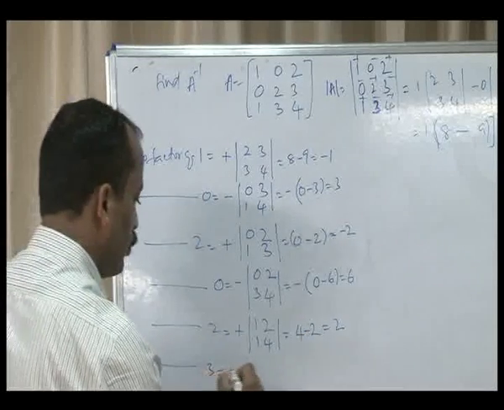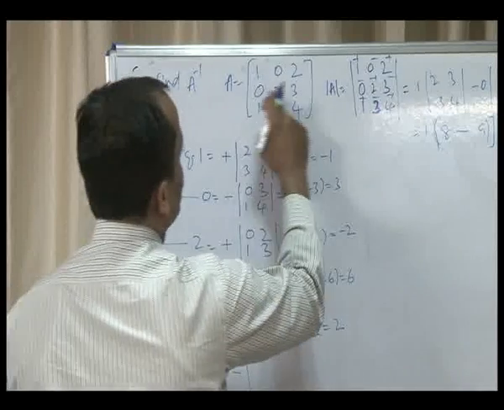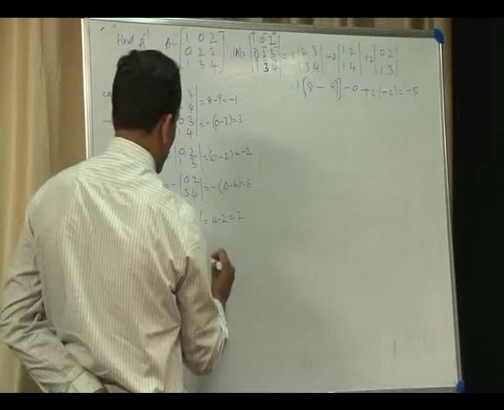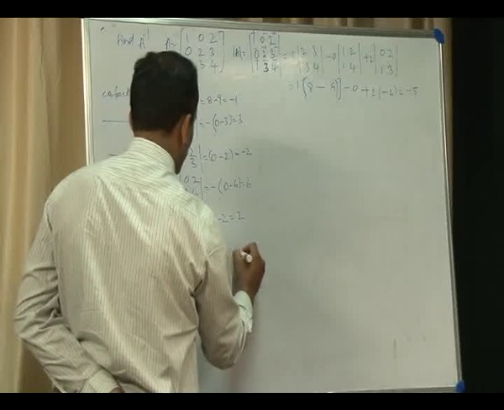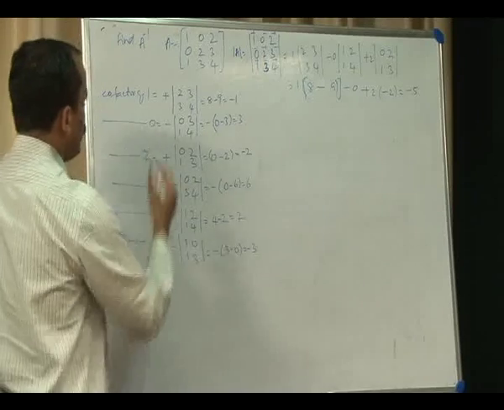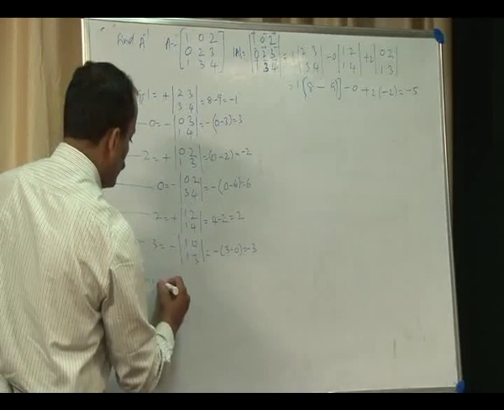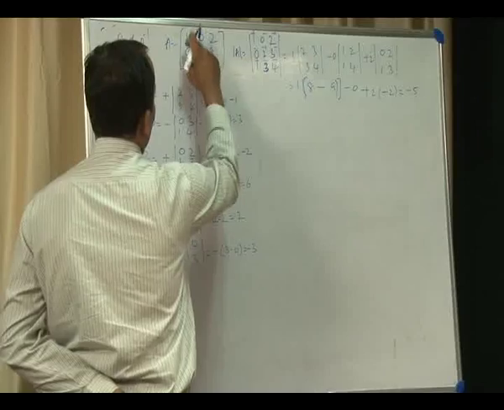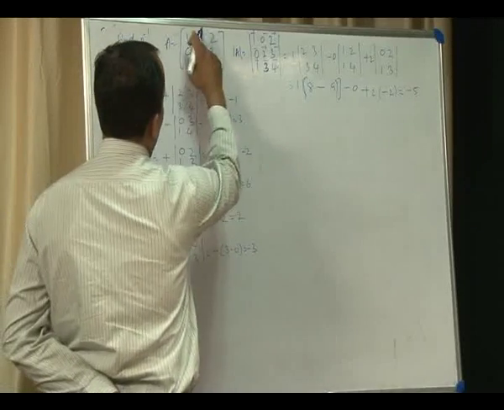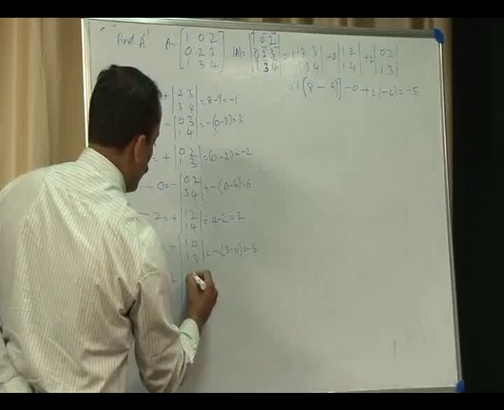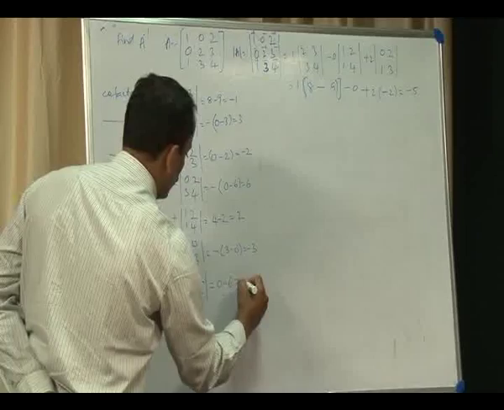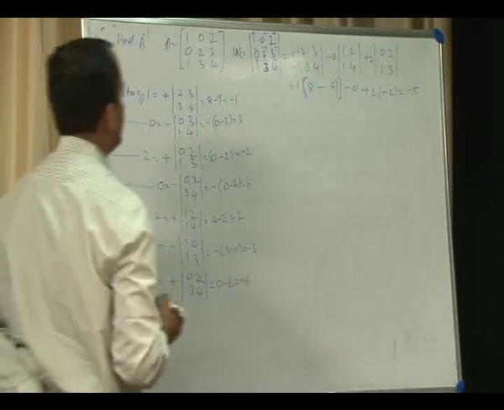Cofactor of 3 is equal to minus of, 3 means a second row, third column: 1 0 1 3, that is equal to minus of 3 minus 0, that is equal to minus 3. Next, cofactor of 1 is third row, first column, plus into 0 2 3 4, that is equal to 0 minus 6 is equal to minus 6.